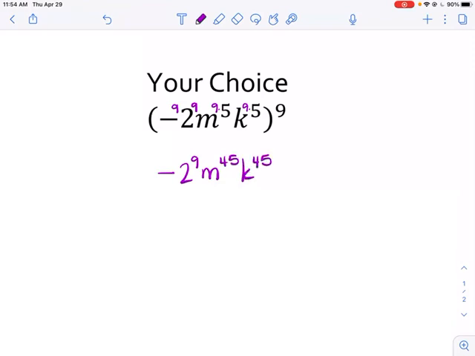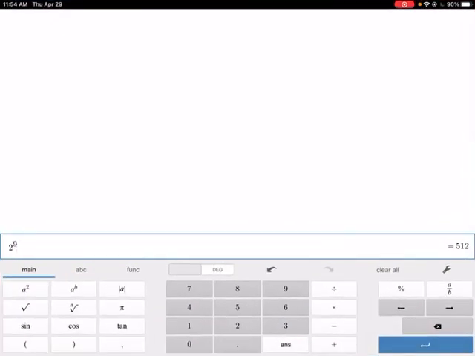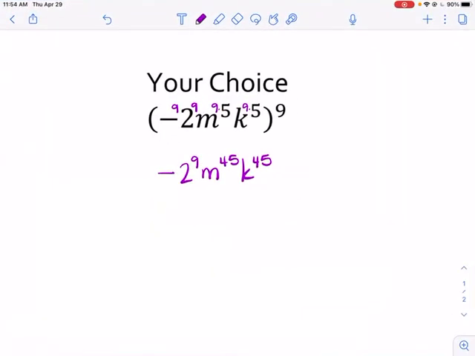Okay, let's find out that 2 to the 9th and figure out if we should write it out. 2 to the 9th, 512. Okay, let's go over here. So 512 is, on my assignment, it says if it's less than 1,500, then you should write it out. So it's less than 1,500, so I wrote it out. It's negative 512 is my coefficient, m to the 45th, k to the 45th.